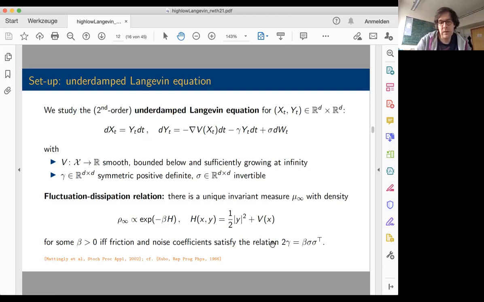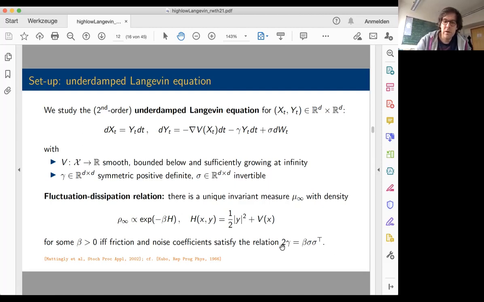What one can show, and this relation will be important in the following, is that this dynamics has a unique invariant measure, and it's also an ergodic invariant measure, which is given by a density. That's a Lebesgue density in xy given by e to the minus beta h, where h is the Hamiltonian or total energy of the system, the sum of kinetic and potential energy. And this is the density if and only if the friction and the noise coefficient satisfy this fluctuation dissipation relation. So the friction is proportional to the noise covariance, basically, and the factor of proportionality determines this scalar beta.